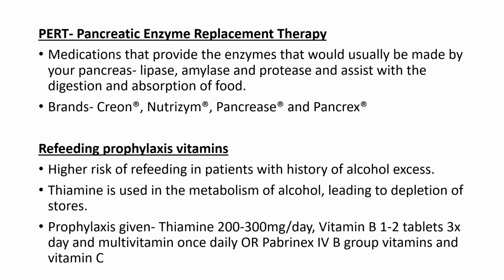Refeeding prophylaxis vitamins. Patients are at a higher risk of refeeding if they have a history of alcohol excess. Thiamine is used in the metabolism of alcohol, leading to the depletion of the stores. Prophylaxis given is thiamine 200 to 300 milligrams per day, vitamin B 1 to 2 tablets 3 times a day, and a multivitamin once daily. All patients could be on Pabrinex, which is an IV B group vitamins, and vitamin C.